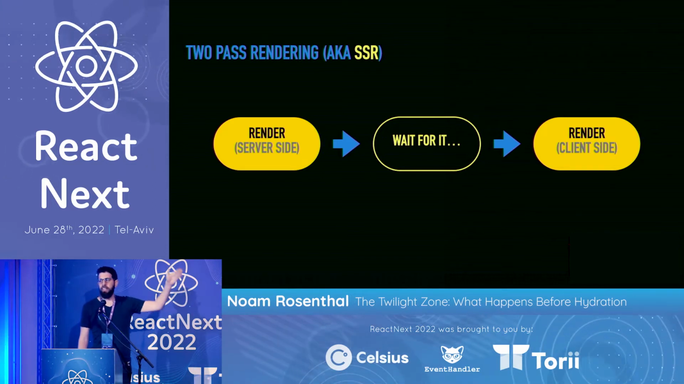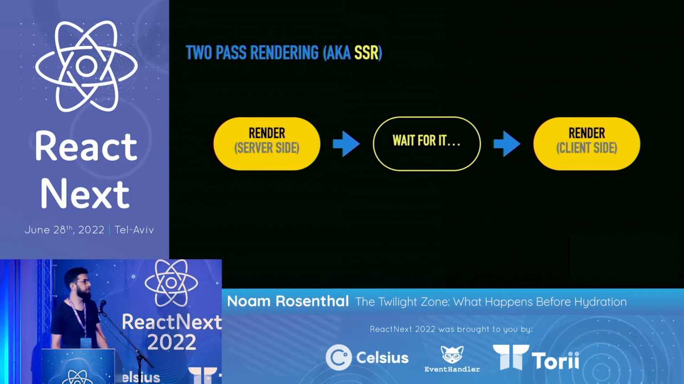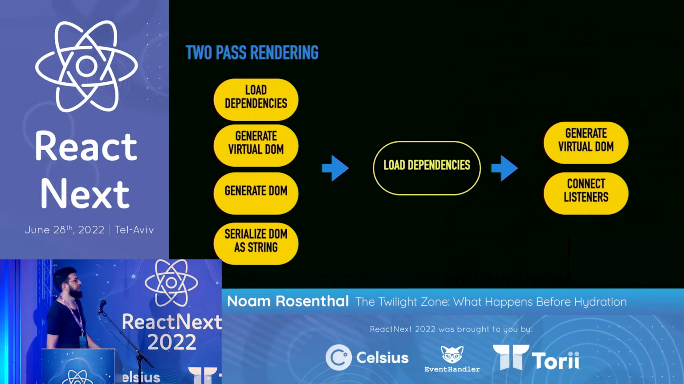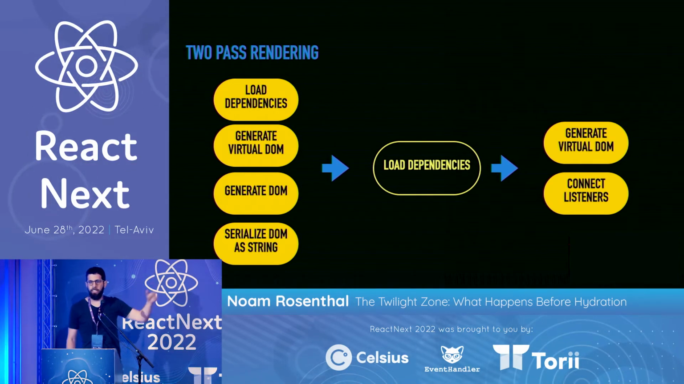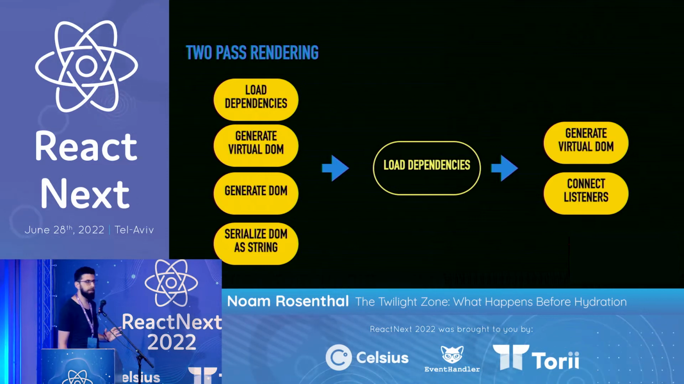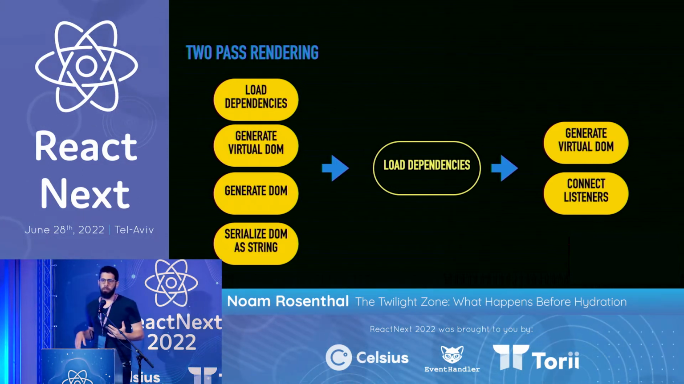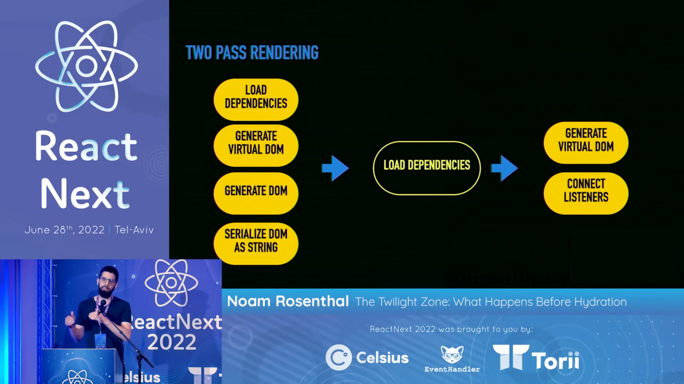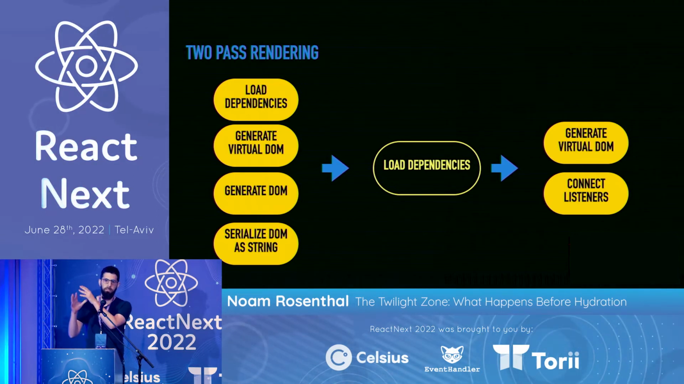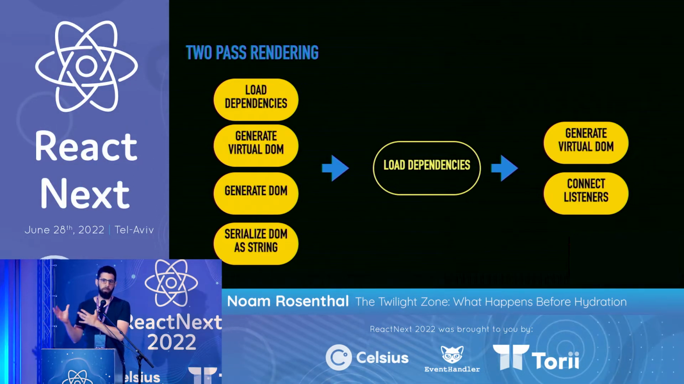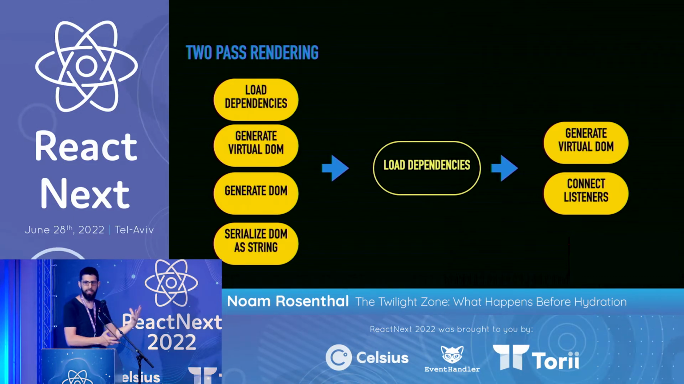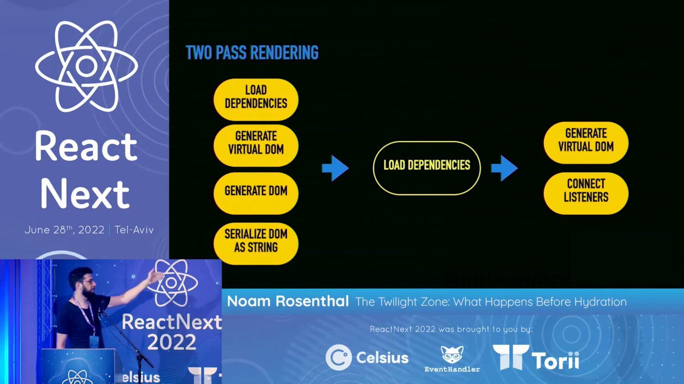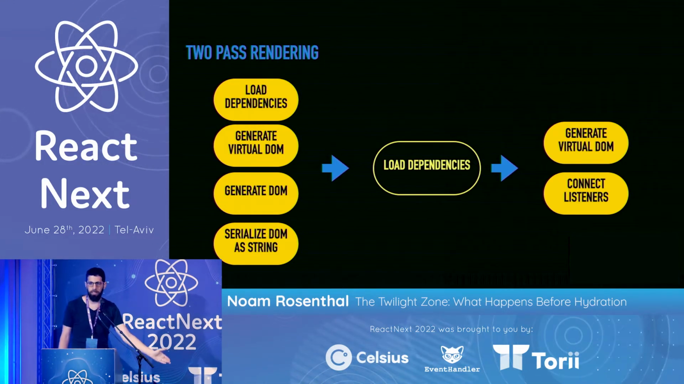But anyway, this is the experience you're giving to users with server-side rendering. Let's go a little bit into the internals of two-pass rendering. On the server, we load dependencies. If we're optimized, we probably do it only once per server. We generate a virtual DOM. If you want to know what the virtual DOM is, type React render and see what comes up in the console. You'll see those big objects with their props and things. It's an actual data structure. It's not some magic. You can see what it is. Then we generate the actual DOM and we serialize it to a string.